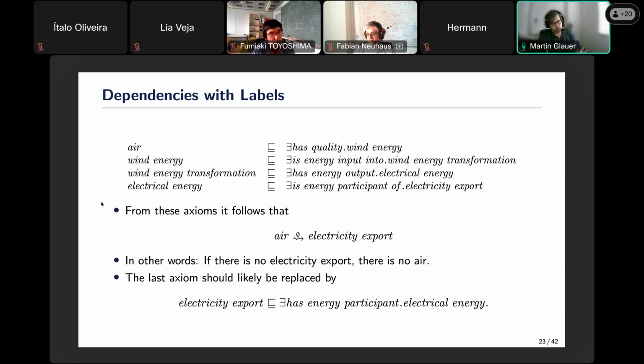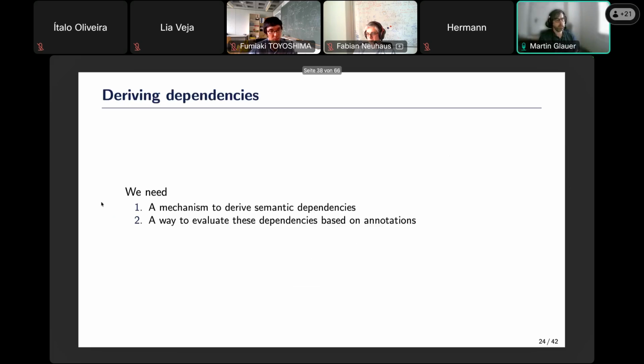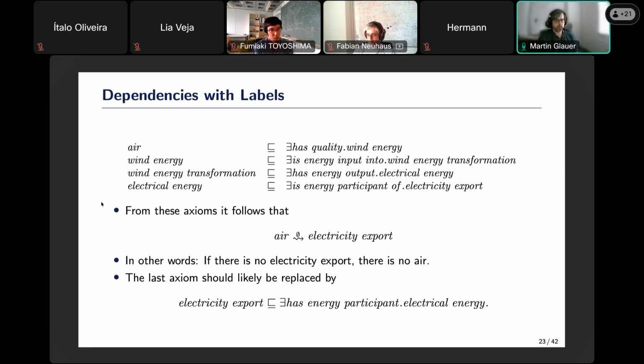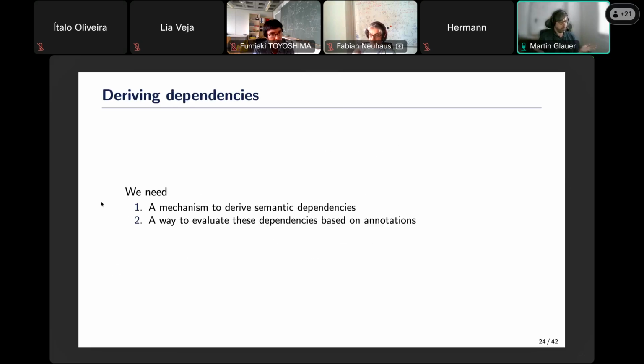So there might be an error in this ontology, and actually one of the errors here would be the last axiom that should probably be replaced by the one on the bottom. So we can see that these notions of dependency can be helpful to detect errors in ontologies. But on the next slide, we now need to get those.